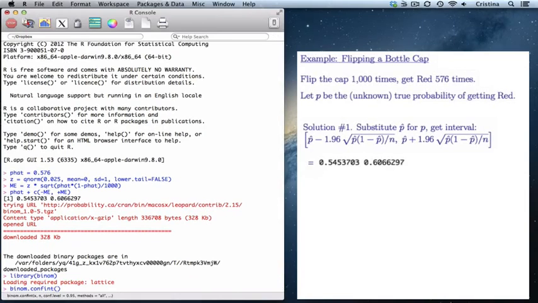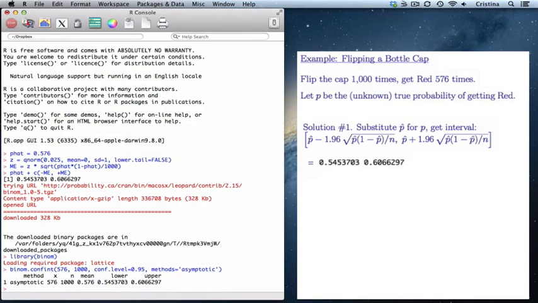We must specify the number of observed successes, or reds in our case, the number of trials, 1,000, and the confidence level of 0.95. The function also requires that we state which method we would like to use to calculate the confidence interval. We will use methods equal to asymptotic to obtain the desired results similar to above.